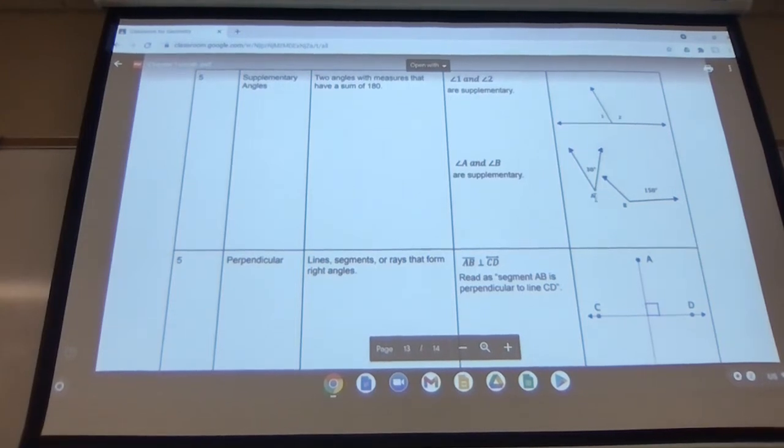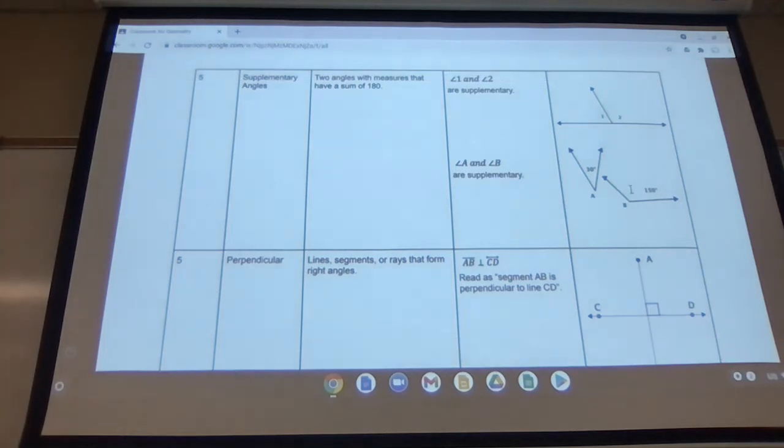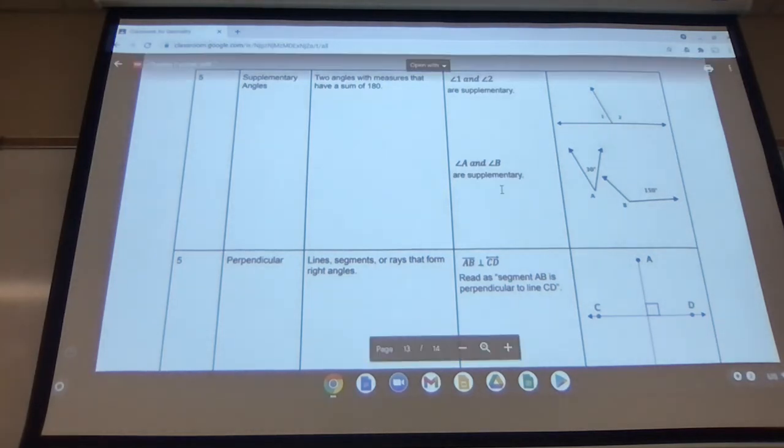If they're not connected to each other, like these two right here, then they just have to add up to 180. 30 and 150 add up to 180. That makes them supplementary.